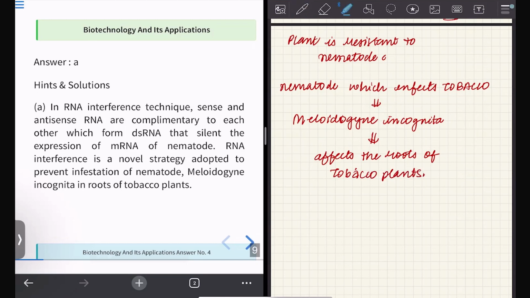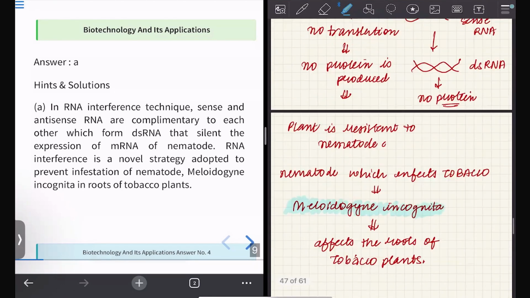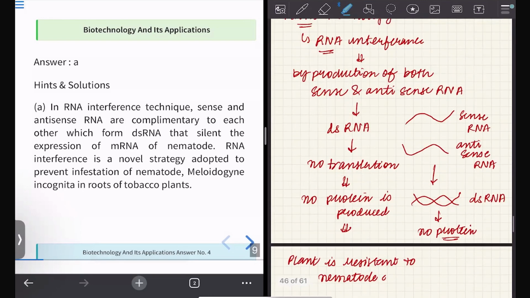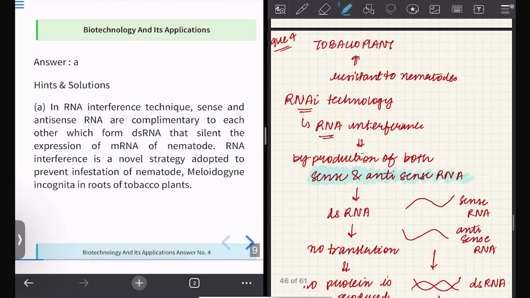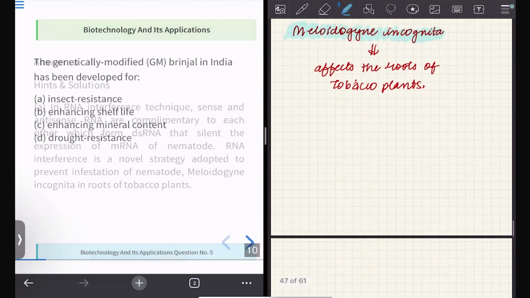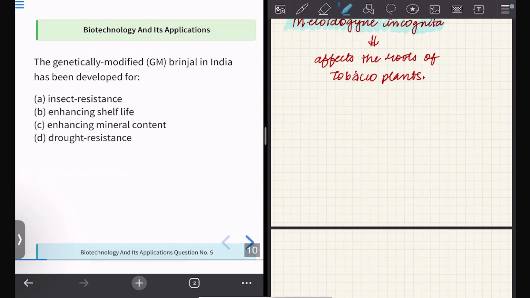So what is important in this particular discussion? We have the name of the organism, the nematode that was affecting it, and the method we use is the production of sense and antisense RNA. And what is the name of this particular technology? It is RNA interference. We have a genetically modified brinjal in India. Question number five. GM brinjal. GM means genetically modified.